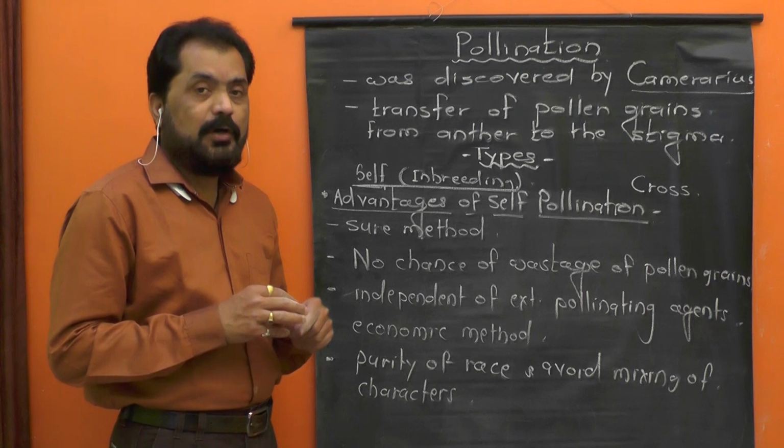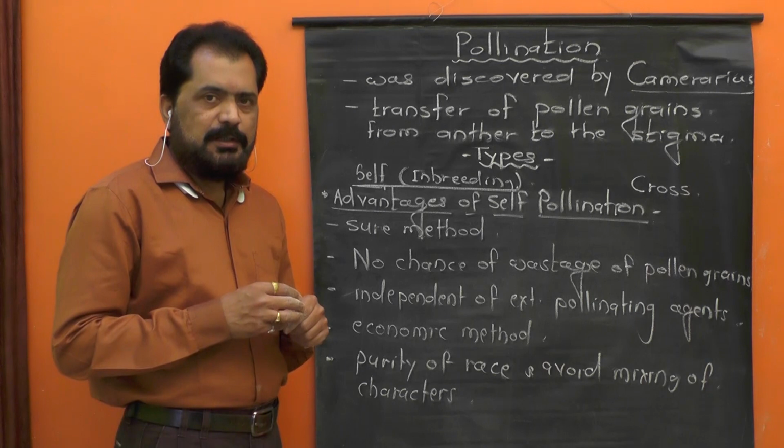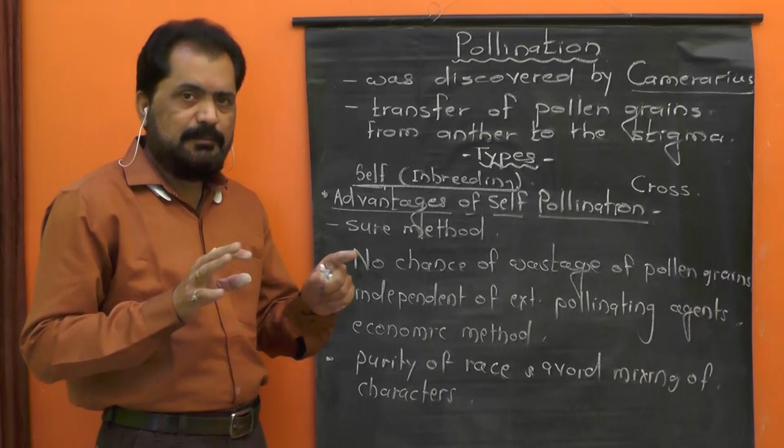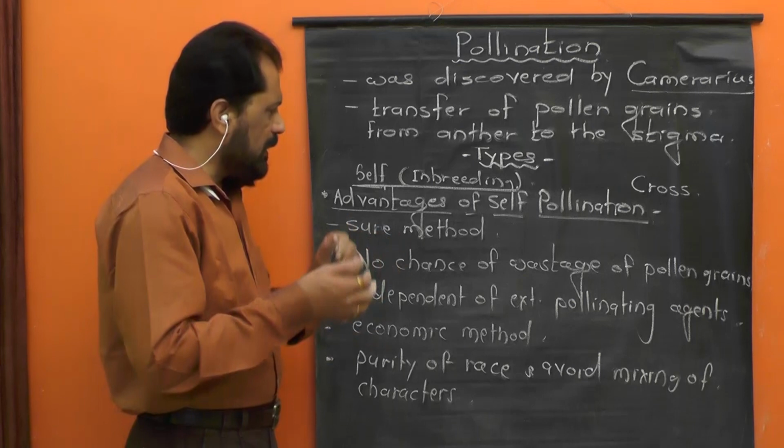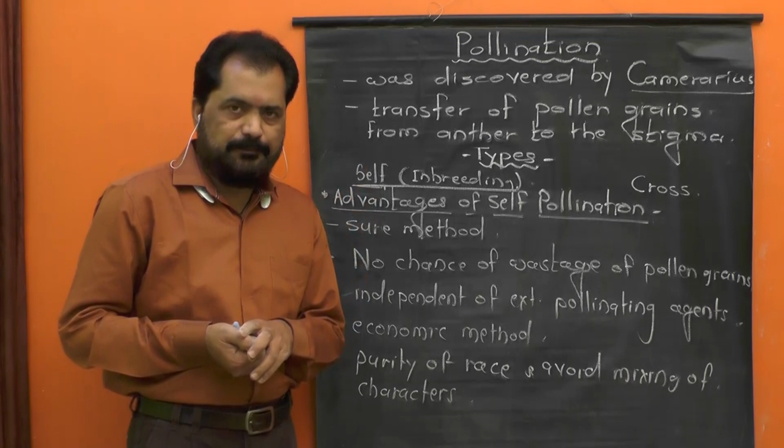You cannot understand it in much more detail here. We shall study about Mendelism later on in another chapter. At that time, we shall talk about all the parts related to genetics. Temporarily, you just remember, these are a few of the advantages of self-pollination.